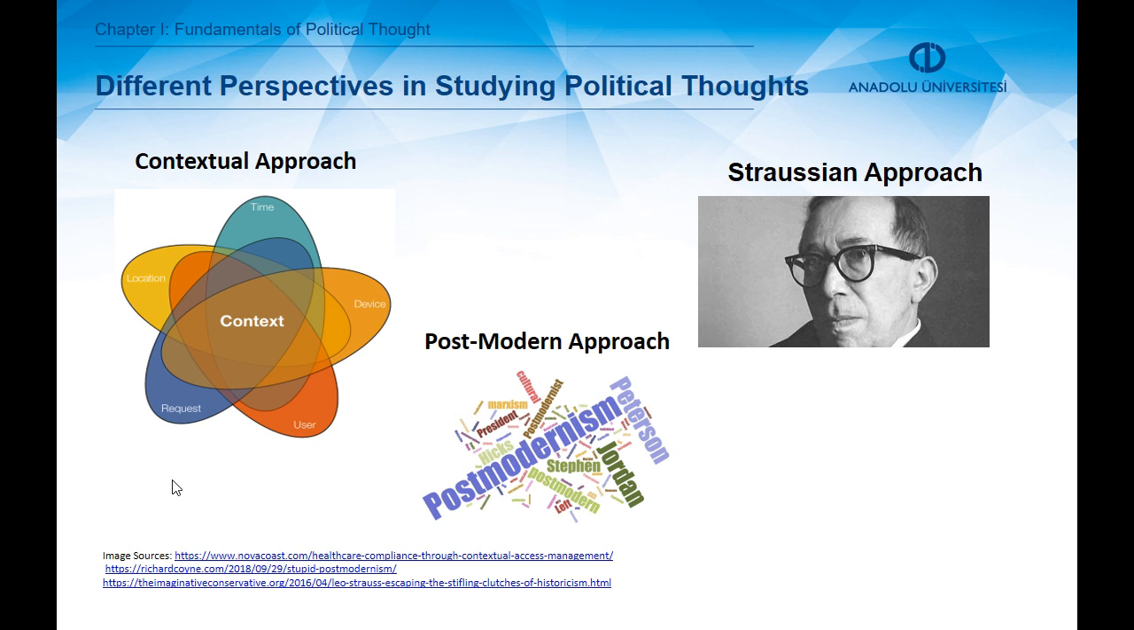The third perspective is the postmodern perspective. This perspective is based on the criticism of both the contextual and Straussian approaches. According to the postmodern perspective, political ideas are the outcome or fruits of a certain way of reading the social reality. So if we aim to read and identify the social reality from different perspectives, then what's right and what's wrong can alter, can shift, can change. However, this doesn't mean that the postmodern perspective in political thought denies the social reality. Rather, it should be understood that the postmodern perspective emphasizes the significance of reading the social reality from different perspectives.